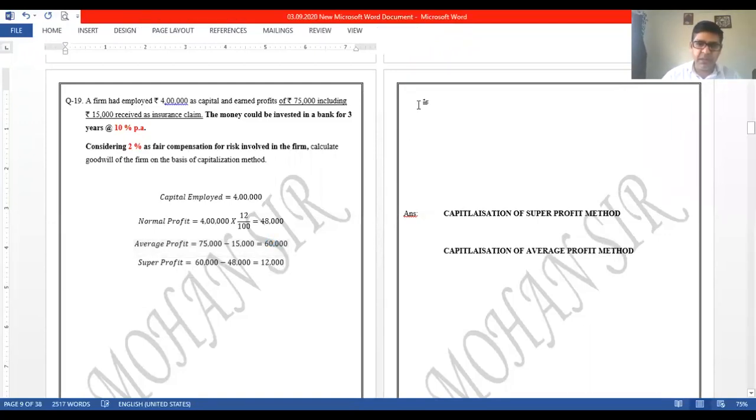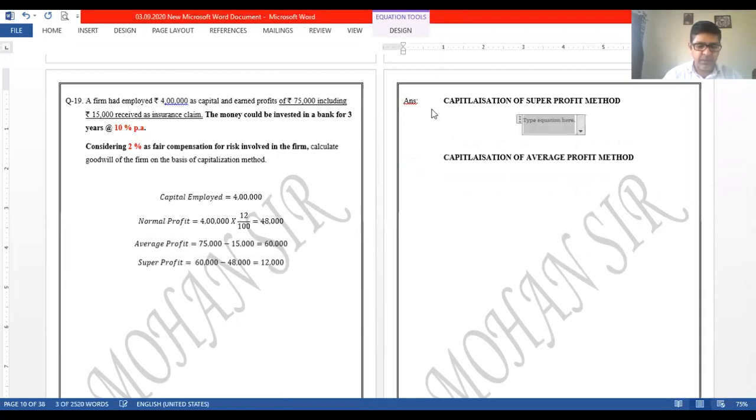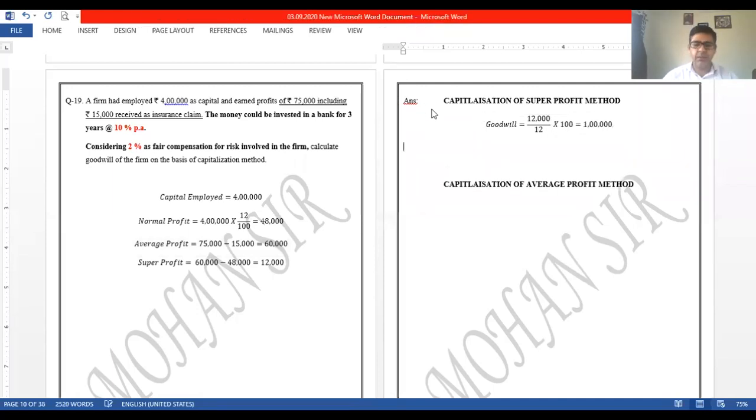So this is the basic information I should have before I go with the capitalization method. Let us have the capitalization of super profit method first of all. So goodwill will be equal to super profit, which is 12,000, divided by the rate of return. The rate of return, now we are going to take 12%. So 12,000 divided by 12%, that is 12 into 100, right? So that will be equal to 1 lakh, right?